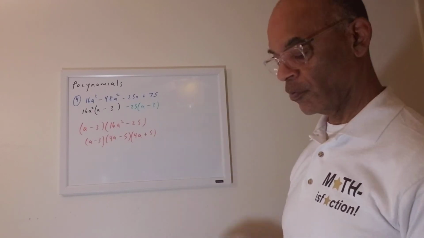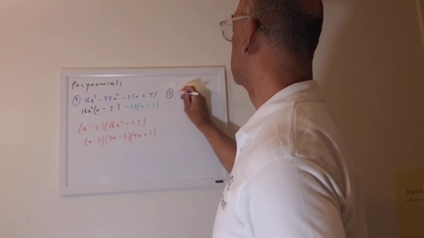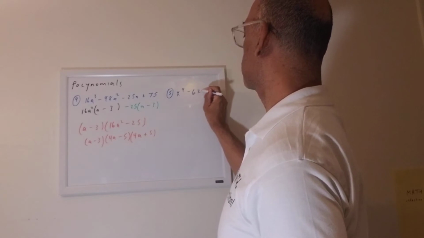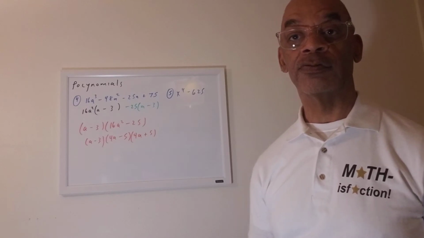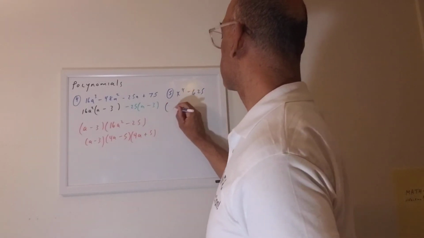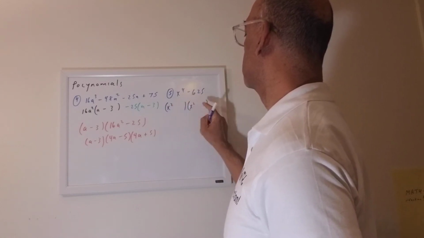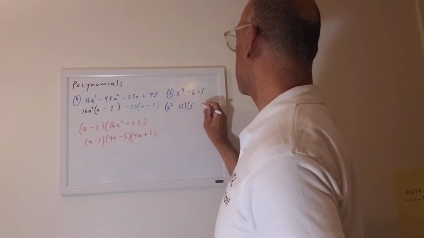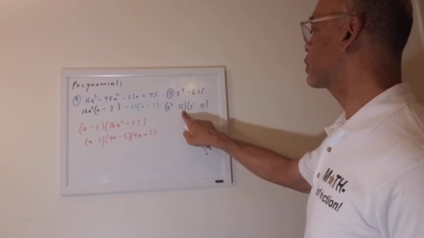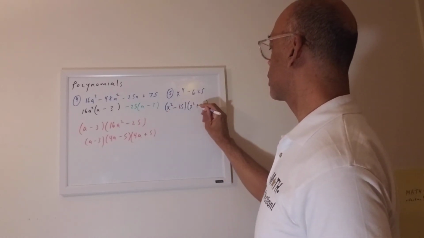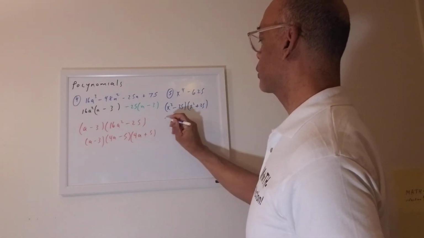Number 5, I think we can work in over here. X to the 4th minus 625. Okay, we have a special binomial. We have a difference of squares. X to the 4th will factor into x squared. 625 factors into 25 times 25. That's the square root of x to the 4th. That's the square root of 625. Need a minus and a plus. Subtraction and addition. Here we have another difference of squares.